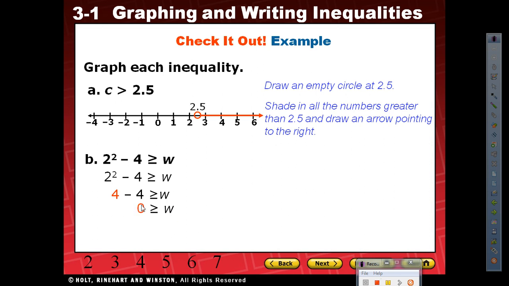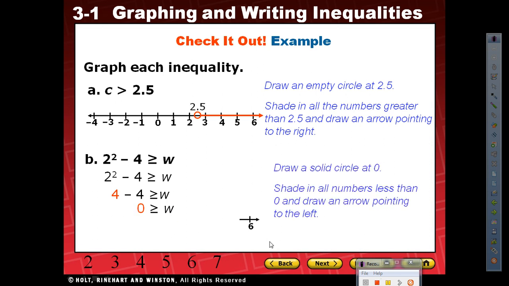So my dividing point is at 0. Here's 0. Does it include it? Yes. That's why it's shaded. So 0 is greater than or equal to W. What number does W have to be in order for 0 to be greater? All these to the left.